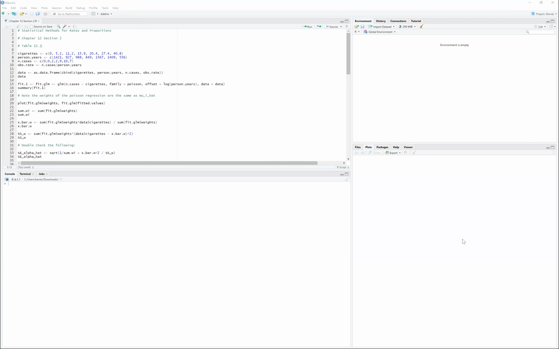So Y could be the number of cancer patients in a region over a period of time, the number of defective products in a factory, the number of pixels in a positron emission tomography scan, or a cell count in a contingency table. Okay, we are going to recreate the table 12.1 for smoking and lung cancer. So we have cigarettes per day, person years, number of cases, the observed rate, and the fitted rate. Okay, so to start this, we're going to create 12.1.